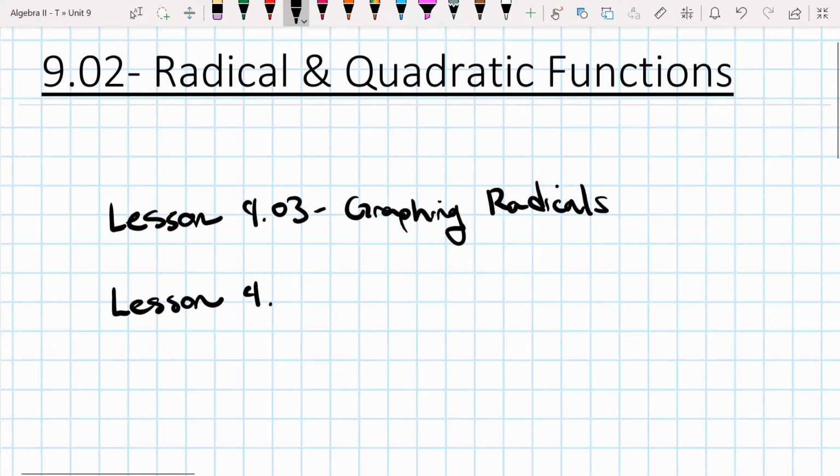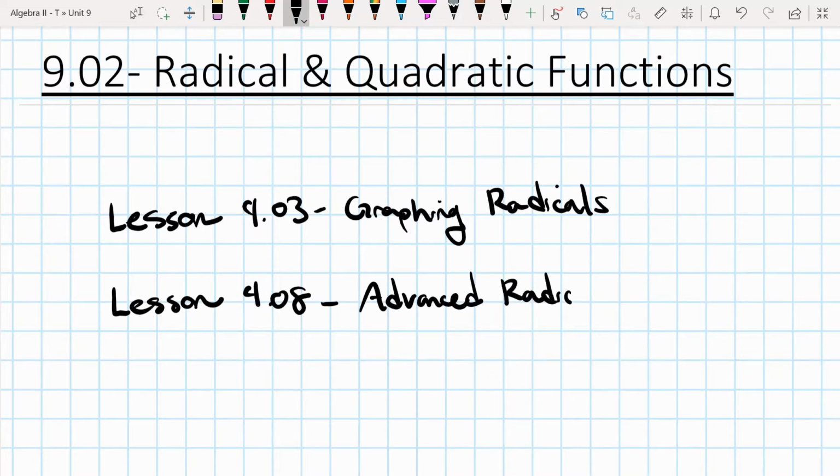lesson 4.08, advanced radical equations. So these are radical equations that have two radicals where you have to isolate the one radical term, square it, do a little bit of algebra to isolate the other radical term, square it again to solve for x. So that is another area of focus.